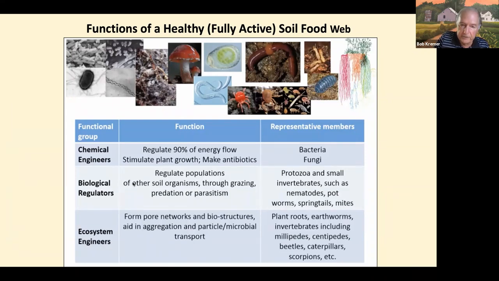We have the regulators that we mentioned. These are the protozoa, the nematodes, a lot of the worms, the springtails, the mites. And then we have the ecosystem engineers, which help form the porosity and structures and aid in aggregation. They can transport these particles around. And these include, not the plant roots, the earthworms, millipedes, and other soil-borne insects.